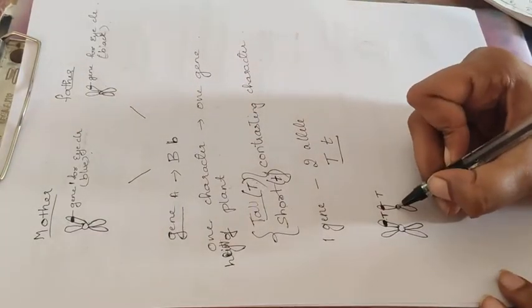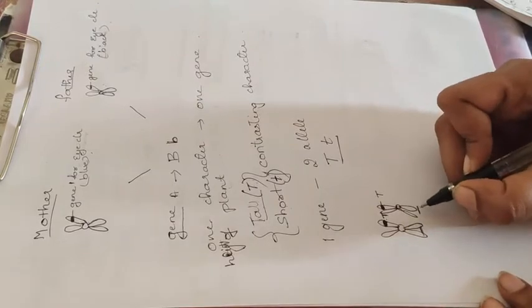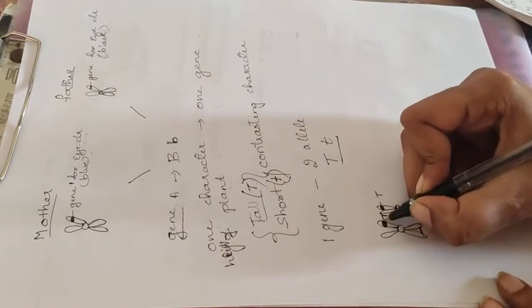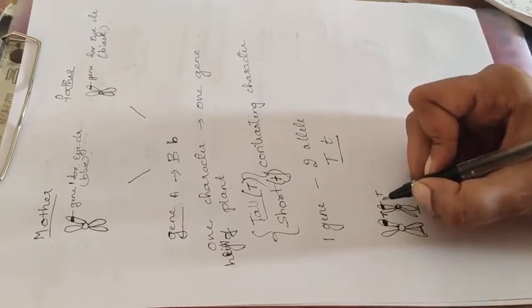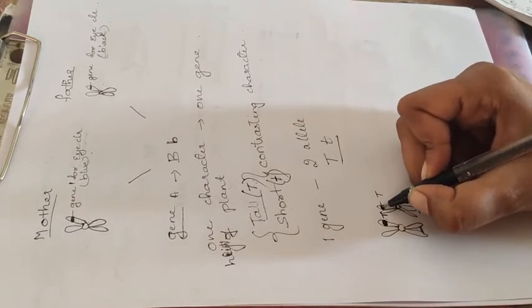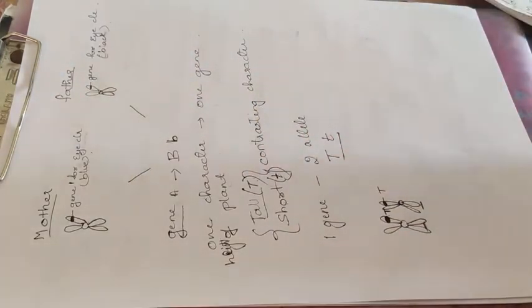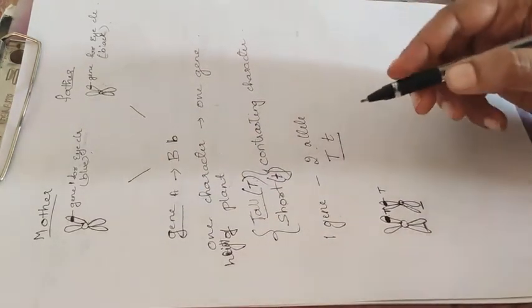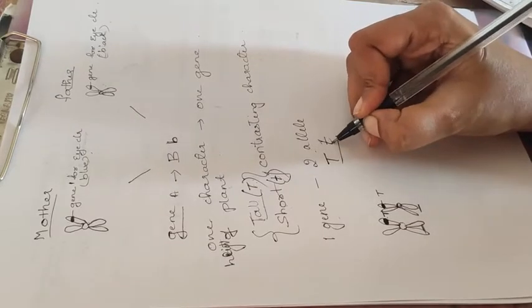Here you can see this is one chromosome, there's another chromosome. Here at this position there is a gene which is responsible for giving the height to the plant. On the other side you can see exactly on the same location there is also a gene which is again responsible for giving the height of the plant. I told you one gene will have two allele. The two allele may be, one is capital T and one more is small t.